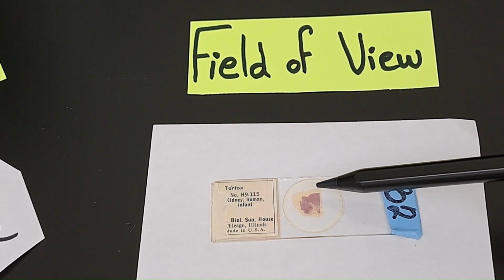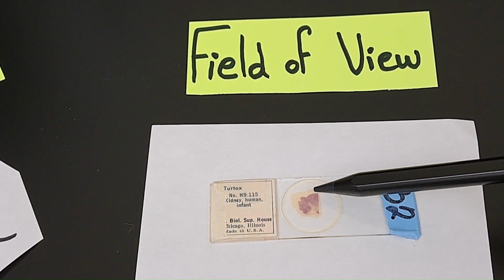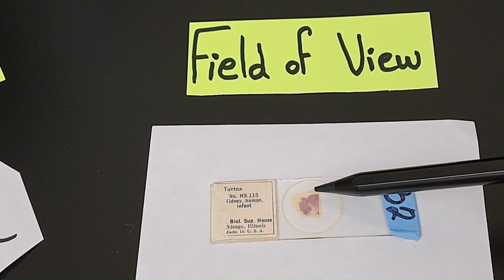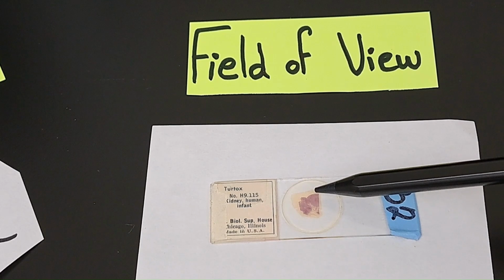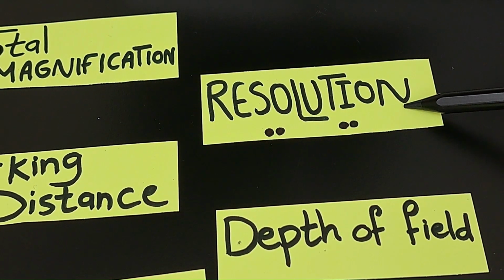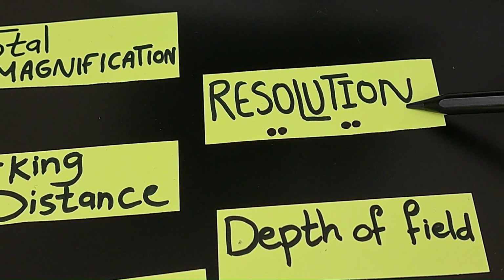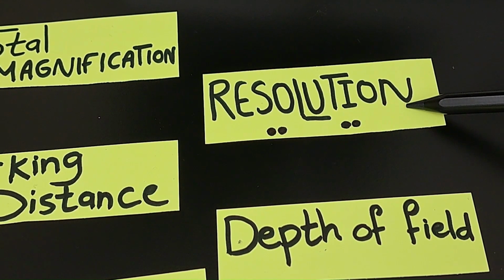Question: which objective lens has a greater field of view? Is it the 10x or the 40x? The answer is the 10x. Moving to resolution, which is the ability to distinguish two very closely spaced objects under the microscope as separate points, is known as resolution or resolving power.